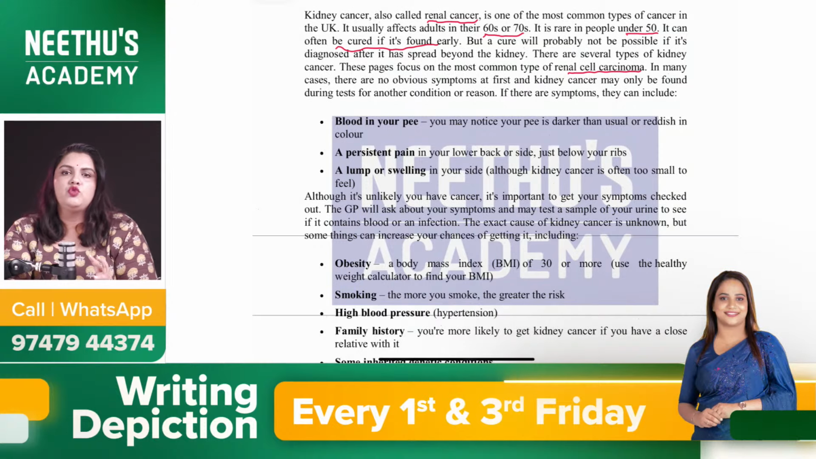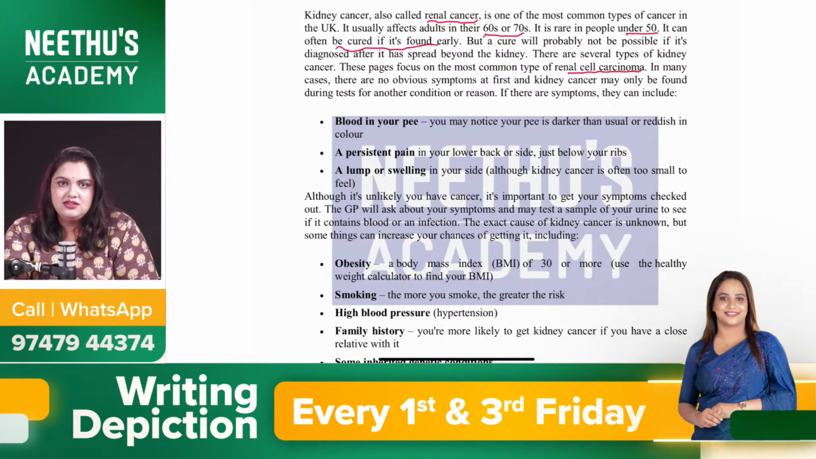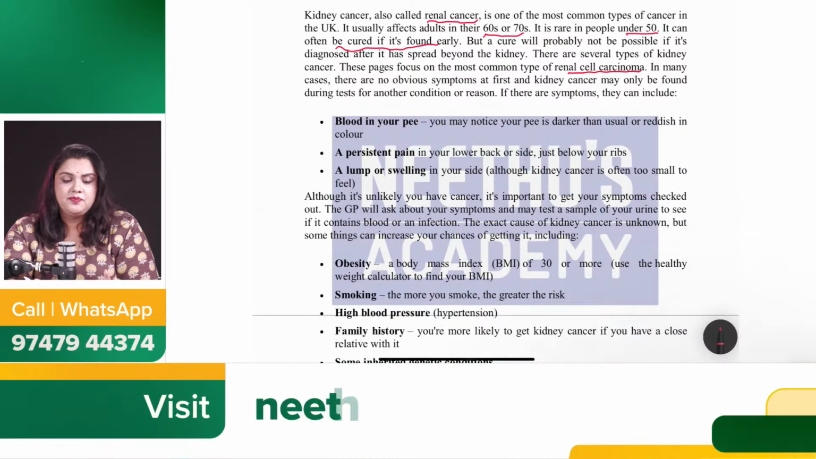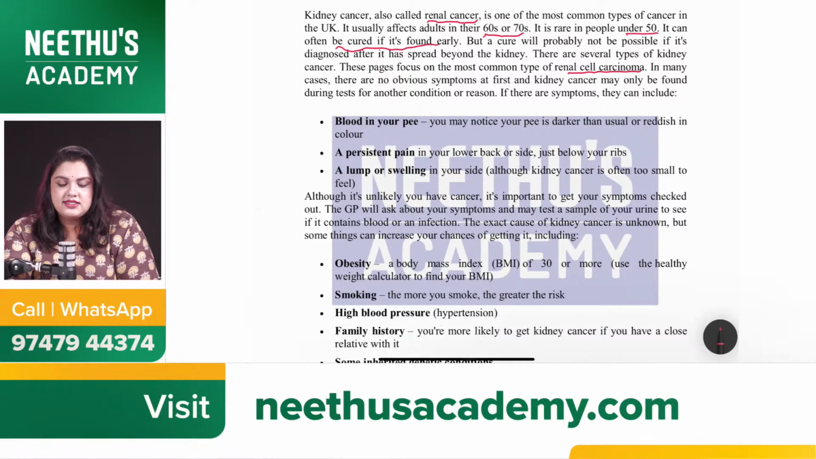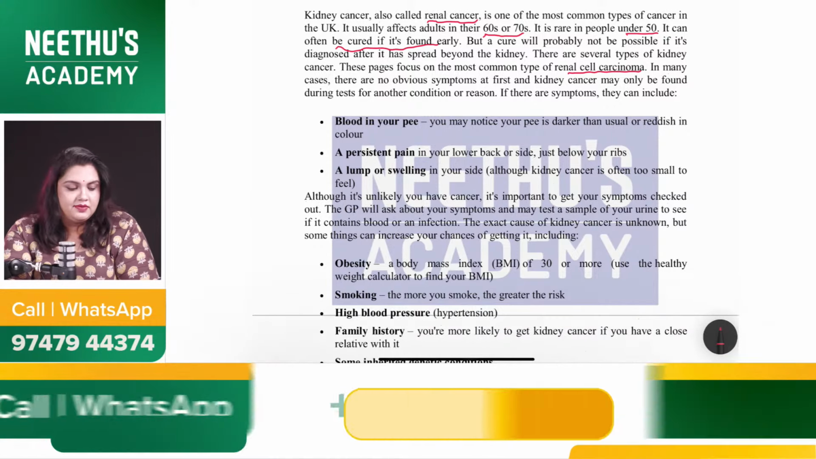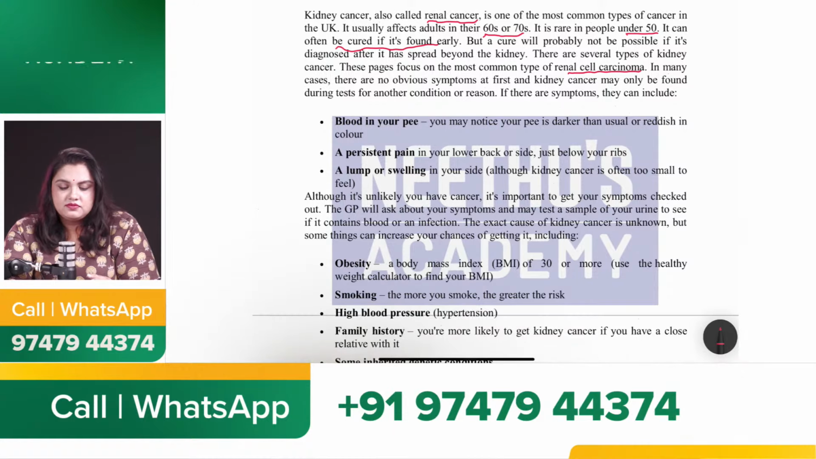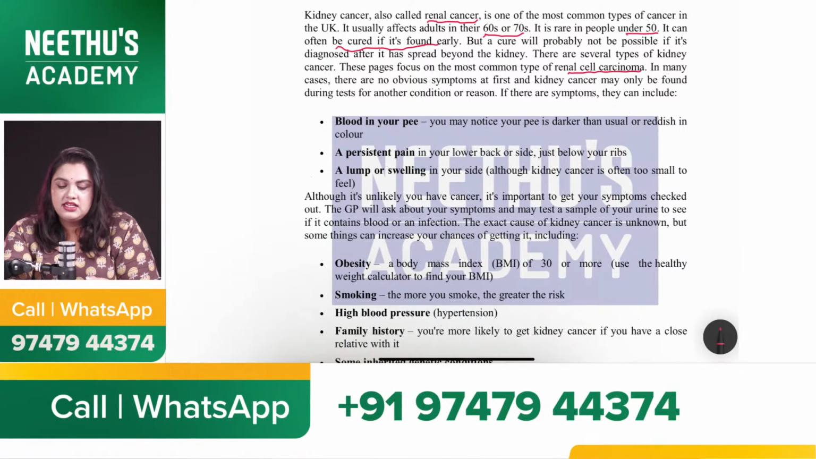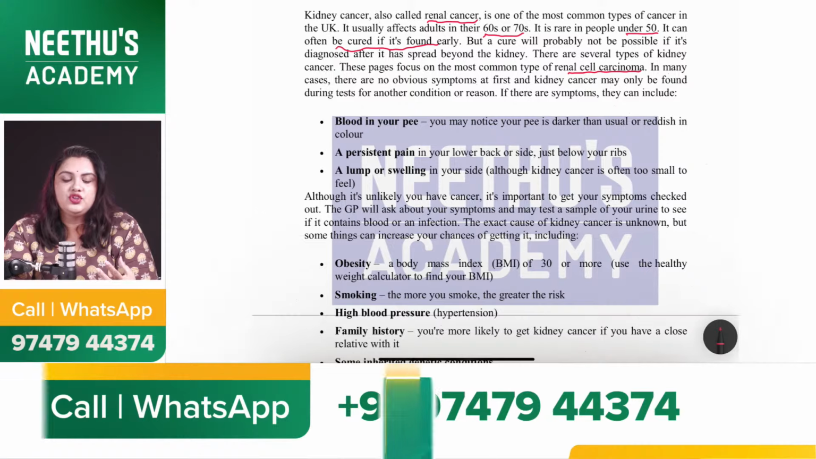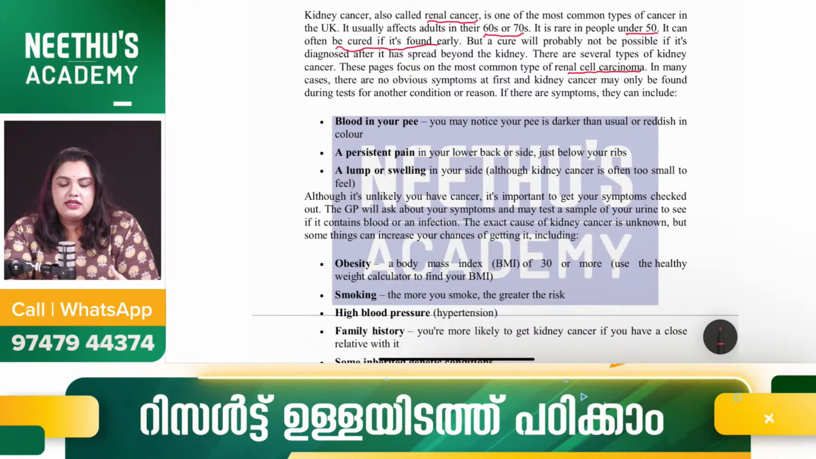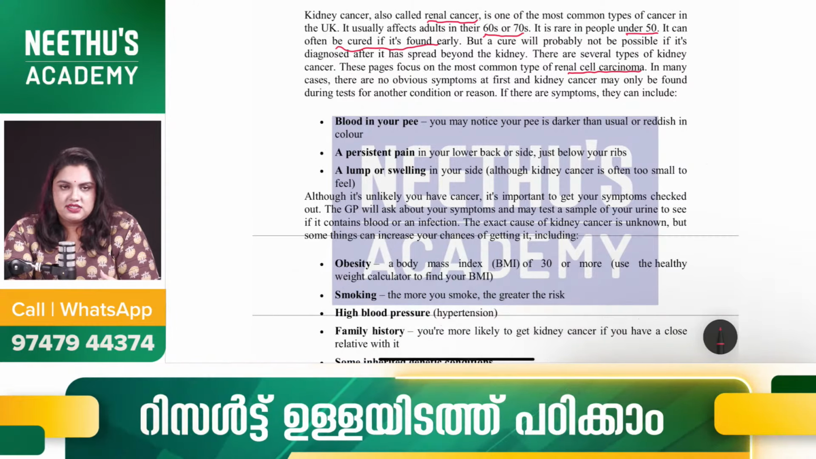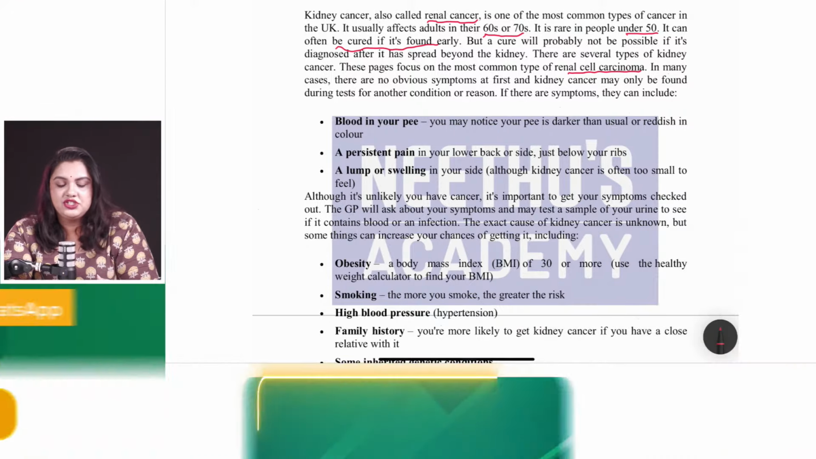Below, in bold letters, there are 3 points written. Those are symptoms that can usually be seen: blood in your pee, a persistent pain, a lump or swelling. So, blood in your pee. You may notice your pee is darker than usual or reddish in color. So your urine might contain blood. The color of that urine is different, usually dark or reddish in color.